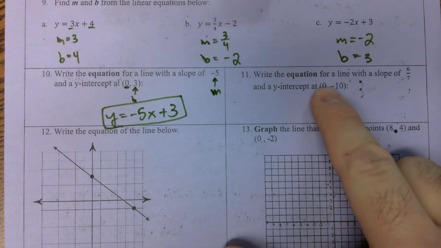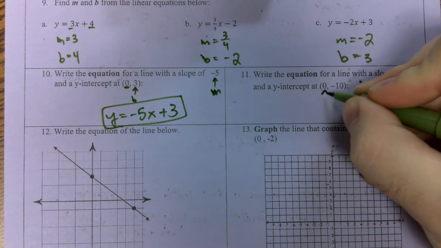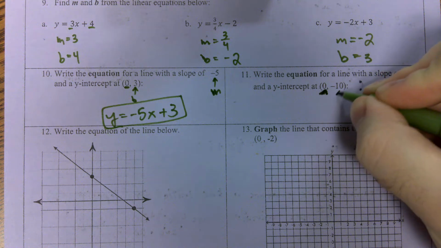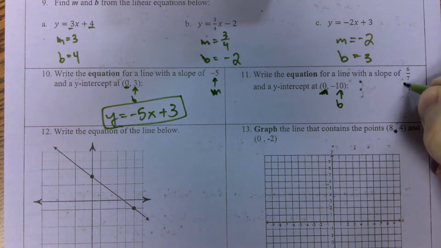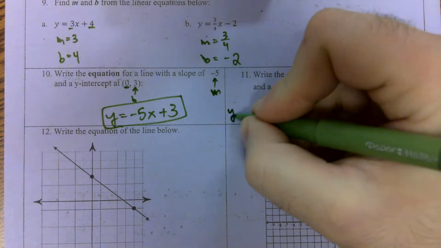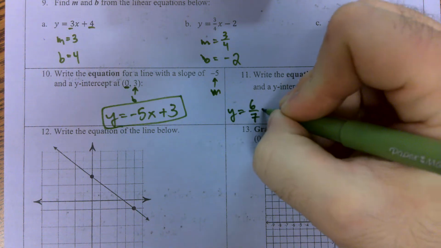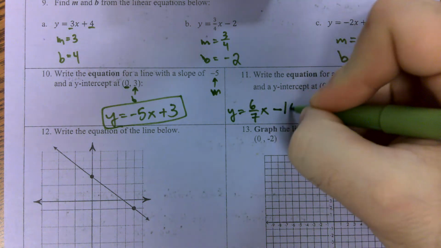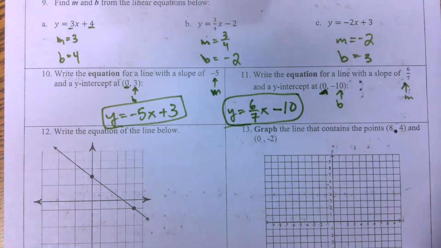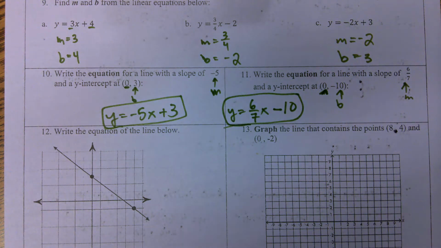Whenever you see that 0 in front, again, that tells you that that number next to it is your b. Here's our m. Y equals 6 over 7x minus 10. All we're doing is plugging in. We're not solving. We're not multiplying, anything like that. We're just replacing the letter with the number.